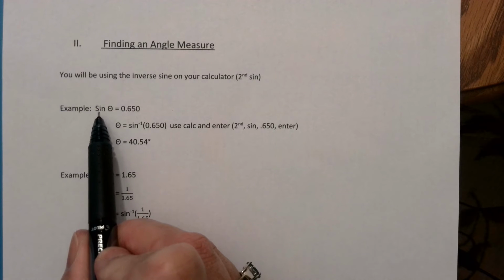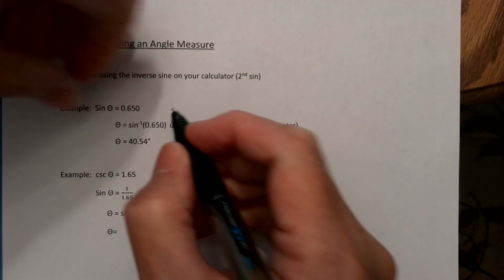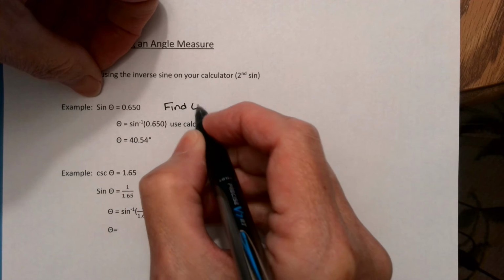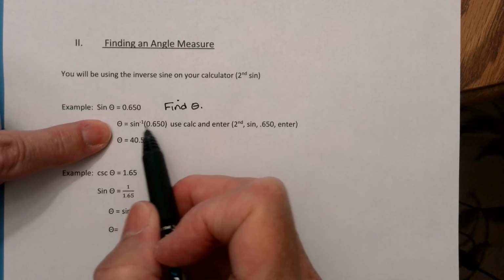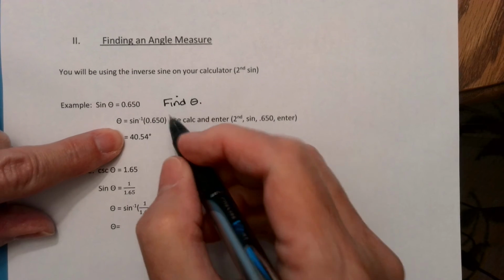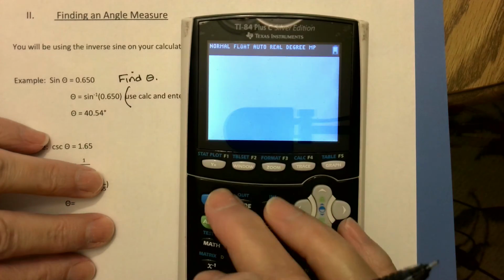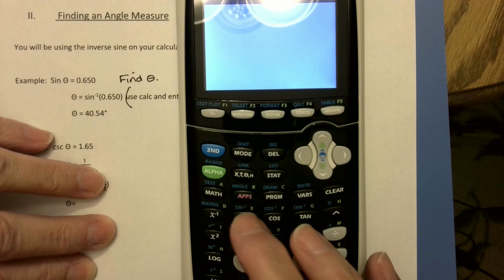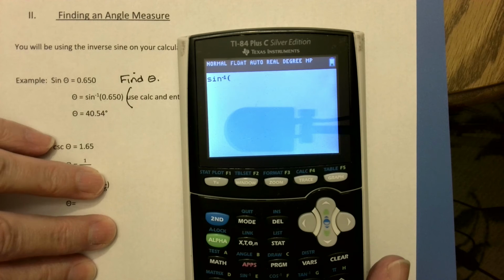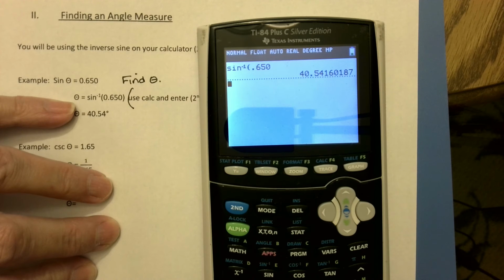So if the example is the sine of theta equals 0.650 and you need to find theta. So this would say like find theta. Okay? Then we know if that's true, then theta is equal to the inverse sine of this. Okay? Now we're going to use our calculator. So you can see, do second and then sine, and this will pop up on your screen, and then you just enter 0.650 and hit enter, and you should get 40.54.